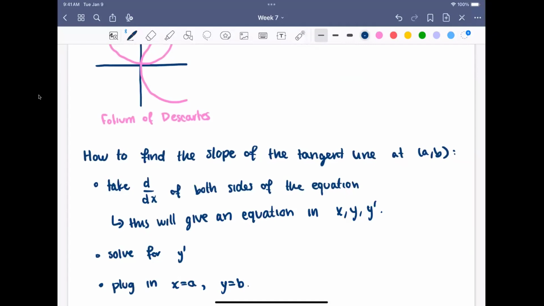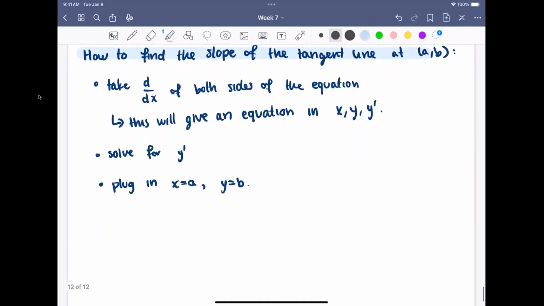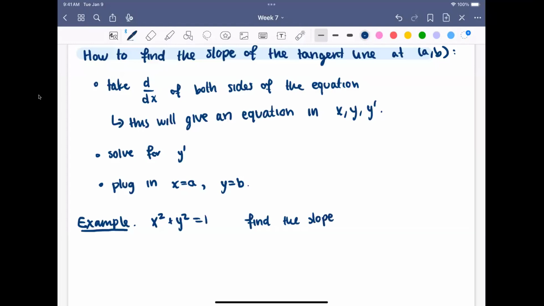Let's do an example, and then we'll see if anyone has questions. Okay, so let's look at the circle. We'll do x squared plus y squared equals 1, and we'll find the slope at the point (0, 1).